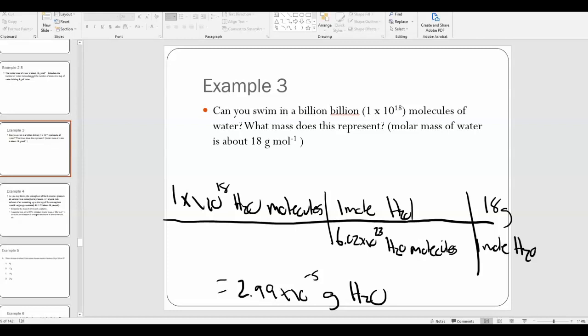No, not really. A billion sounds like a lot, but this is just to give you a sense for how small molecules are. So pause it there if you need to look at that some more.